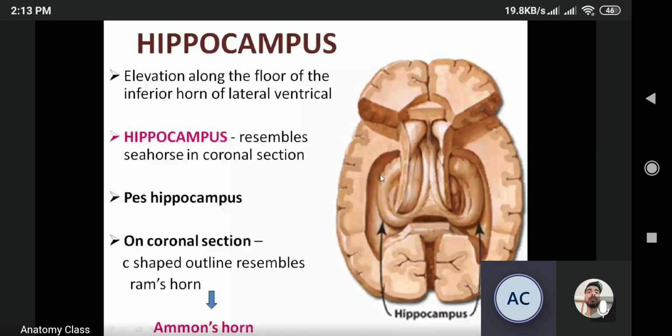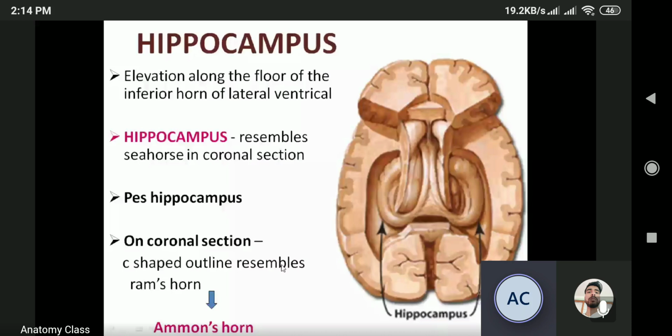And again, on coronal section, the hippocampus is C-shaped in outline, which resembles the horn of a ram, that is, the horn of a male sheep. The name Ammon's horn is derived from an Egyptian deity with a ram's head. So the hippocampus is sometimes referred to as Ammon's horn because it resembles the horn of a ram. Okay, so the hippocampus has different names: pes hippocampi, Ammon's horn, or hippocampus because it resembles the seahorse.